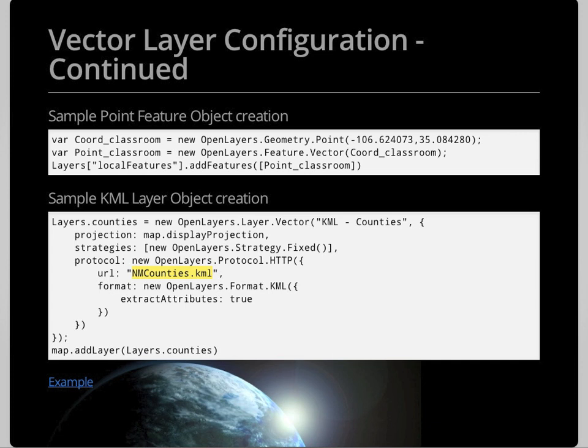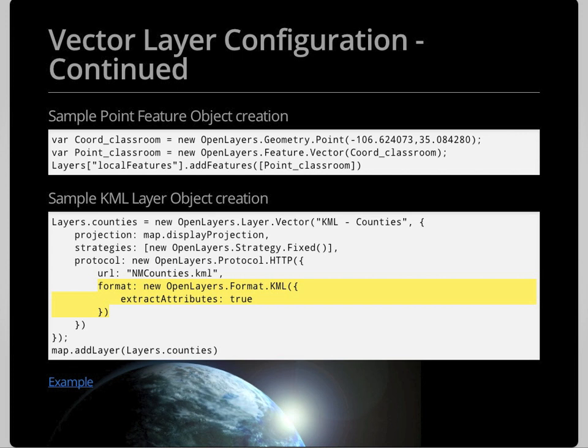Also, as a part of this HTTP protocol, we are specifying the format, where this is an OpenLayers format object of the KML type. And here we're just providing an additional option to also extract the attributes from the KML file and make them available within the client for further use. We actually don't make any further use of them here, but they would be available to us if we wish to do so.